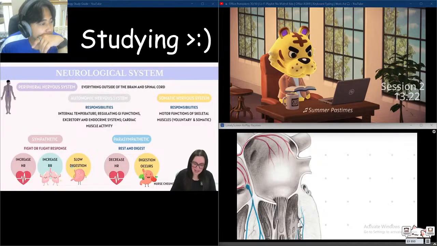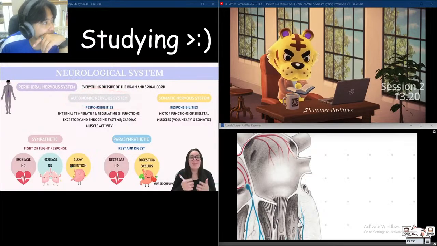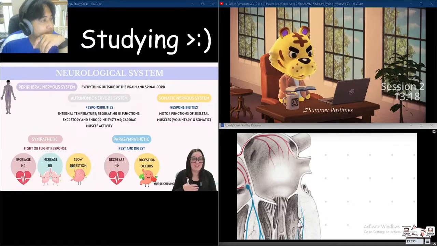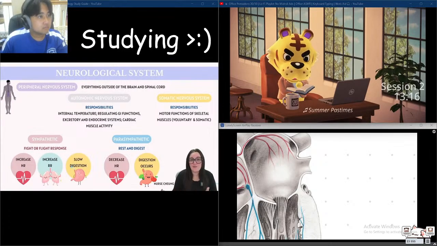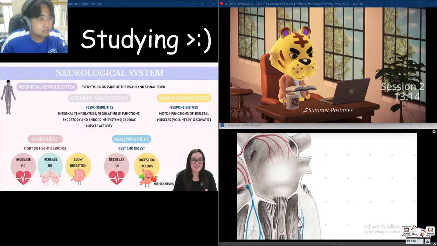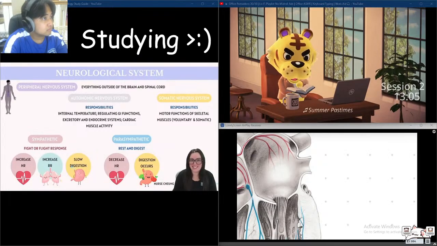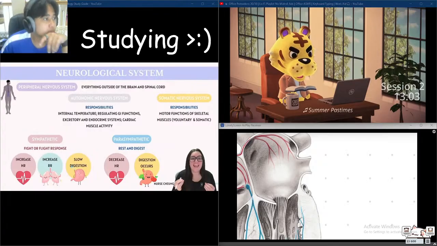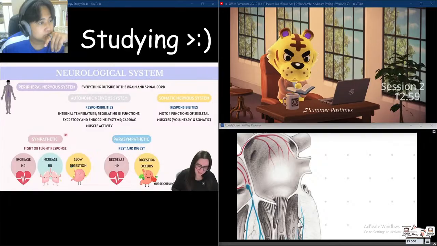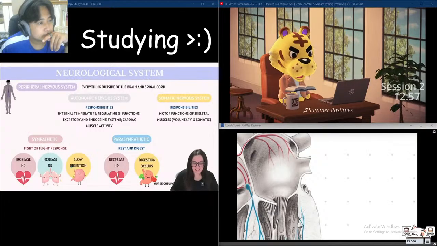On the other hand, we have our autonomic nervous system, which primarily manages our body's internal environment, regulating functions related to our gastrointestinal, excretory, and endocrine systems, as well as smooth and cardiac muscle activities. It also governs autonomic reflexes. And the autonomic nervous system can indeed be split even further. Yes, there are more divisions taking place. We have the sympathetic nervous system and we have the parasympathetic nervous system.